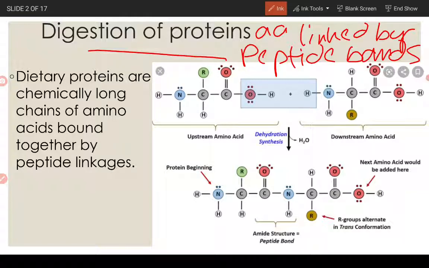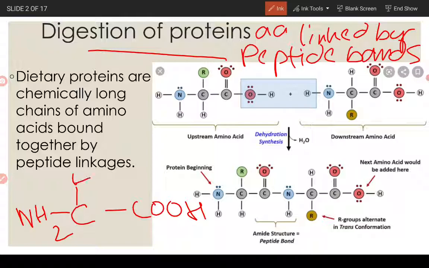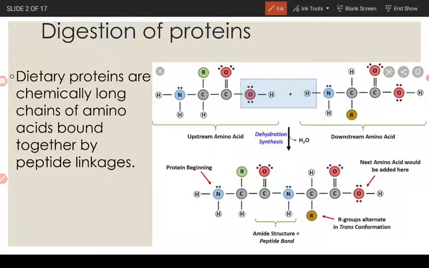Every amino acid has an amino group, a carboxyl group, and an R group. This is the alpha carbon to which all these four groups are connected. There are 20 kinds of essential amino acids known in nature, and we'll study about them in another video, but here we are going to study the digestion of protein.